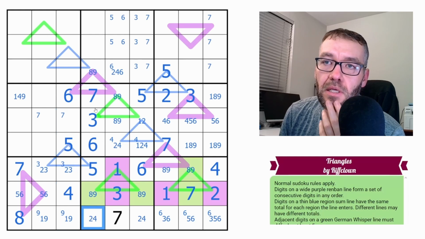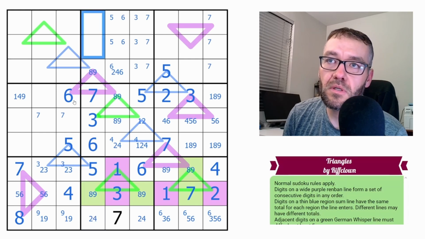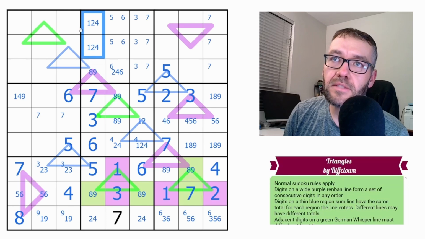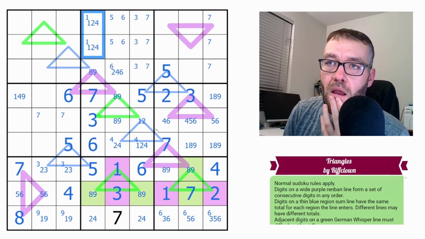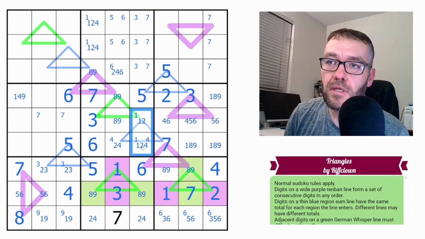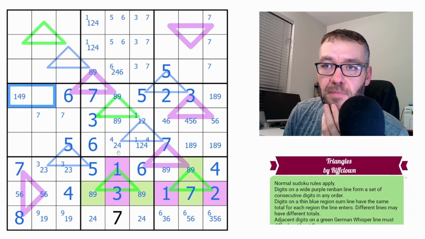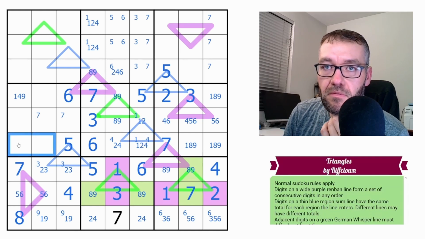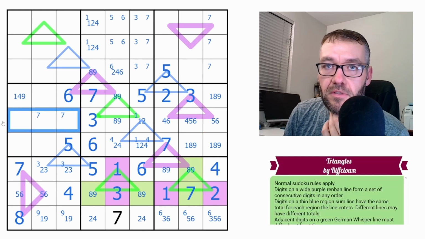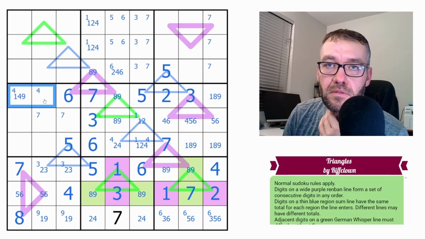Let's see, in this column, we already have an 8, 9 pair. These 3 cells are a 2, 4, 1, 2, 4. And the 1 has to go up here. Oh, actually 4 is limited in this box because these 4s are pointing this way, and these 4s are pointing this way. So 4 has to go in one of these 2 cells.